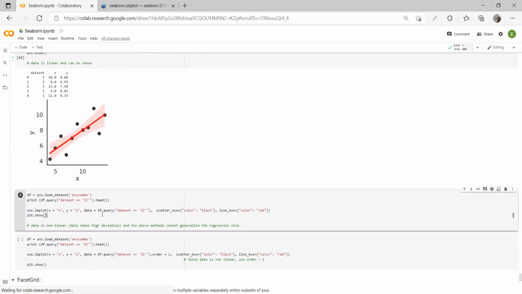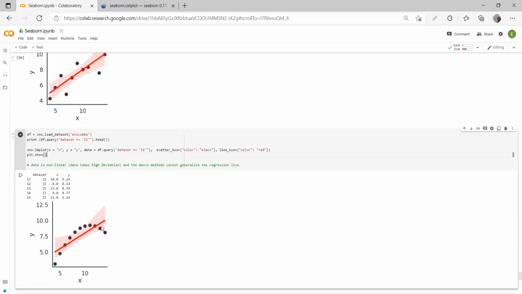Okay, similarly, we are also doing a query for dataset 2. We are plotting dataset 2, right? And on plotting this, the curve looks like something like this.